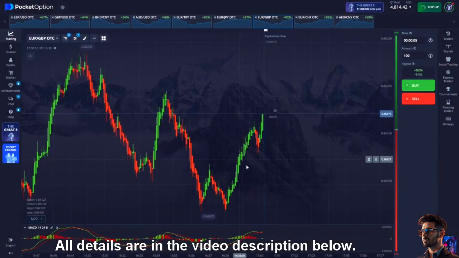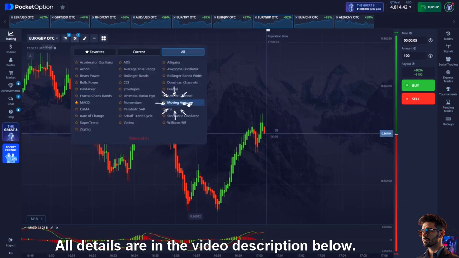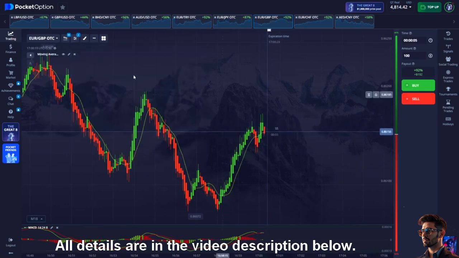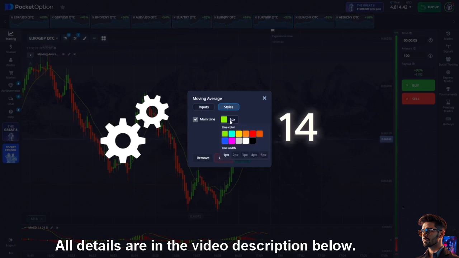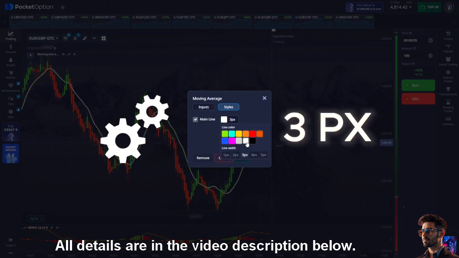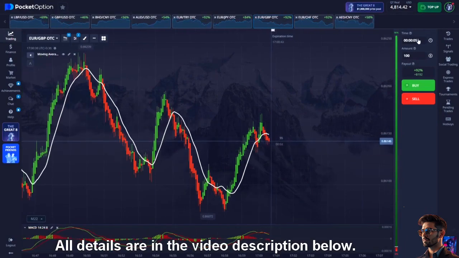Now select another indicator and it's going to be moving average. After selecting it, go to its settings and change its period to 14, then come to style and change its size to 3px and color to white, and then save this. This is how both indicators look.